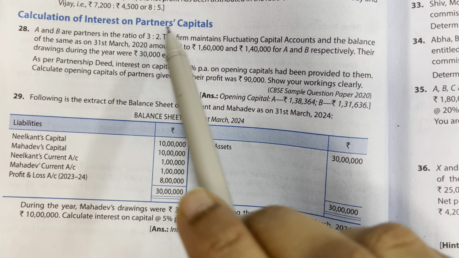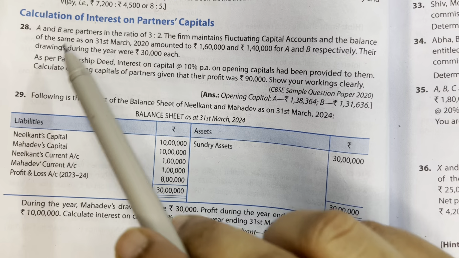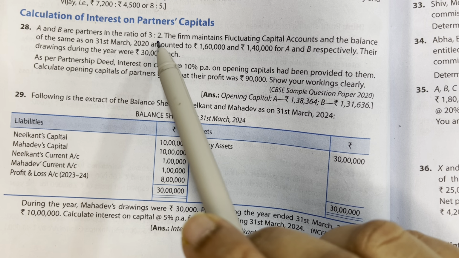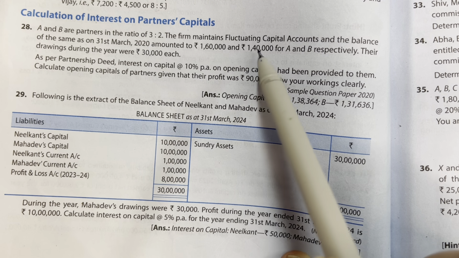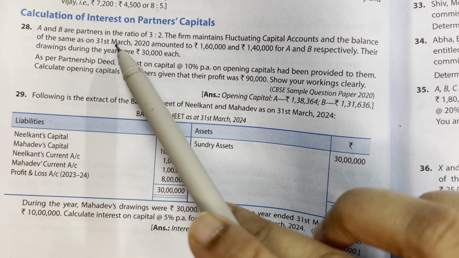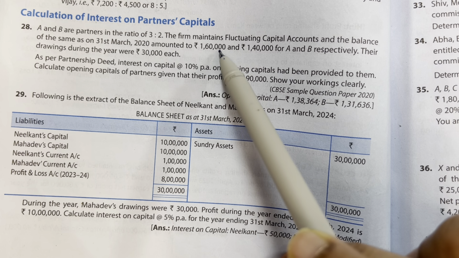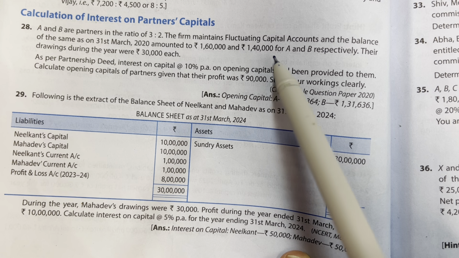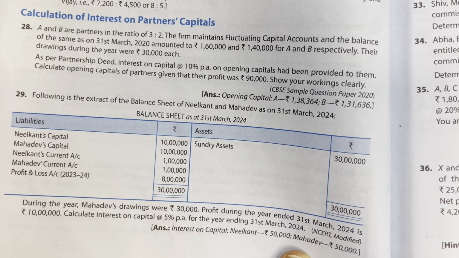Calculation of interest on partners' capital. A and B are partners in the ratio of 3:2. The firm maintains fluctuating capital accounts and the balance of the same as on 31st March amounted to rupees 1,60,000 and rupees 1,40,000 for A and B respectively.